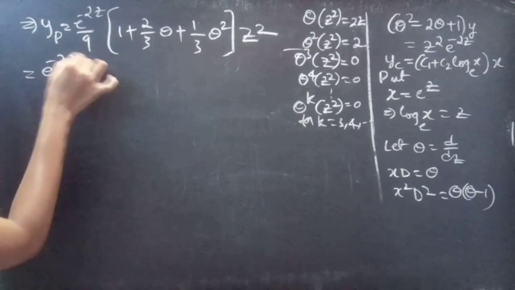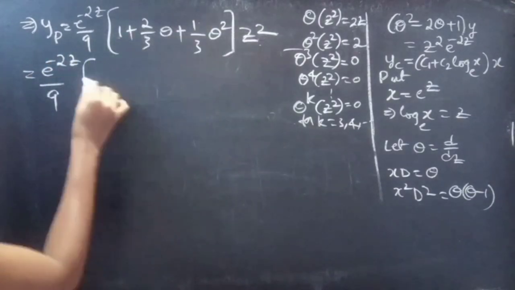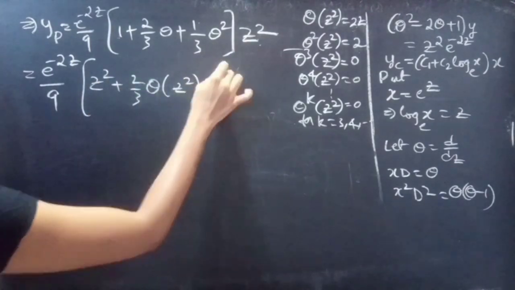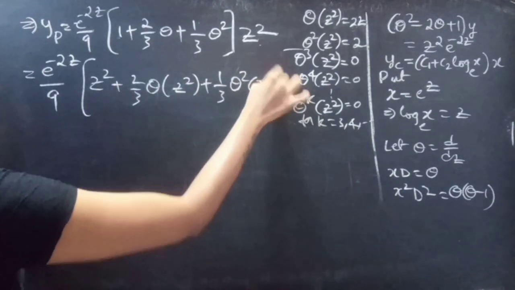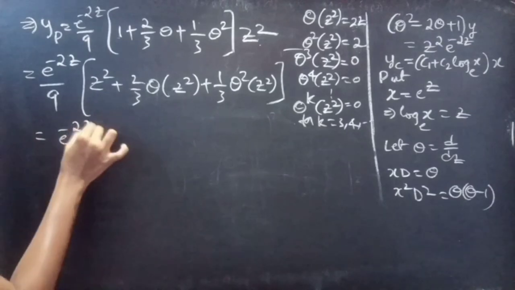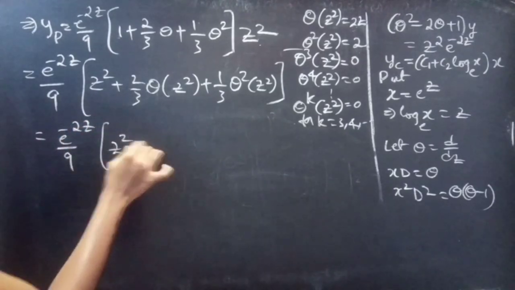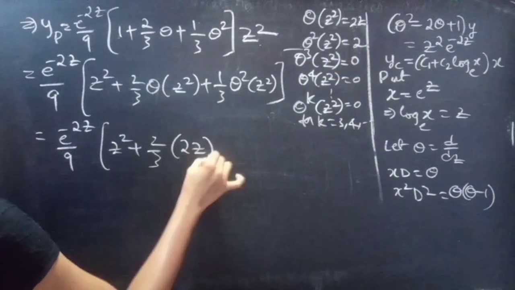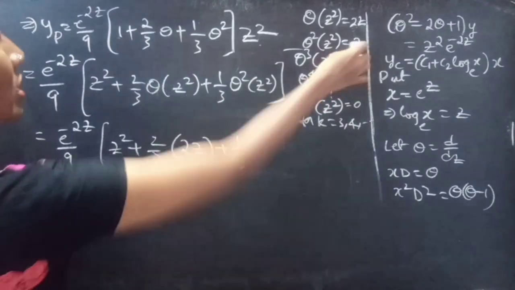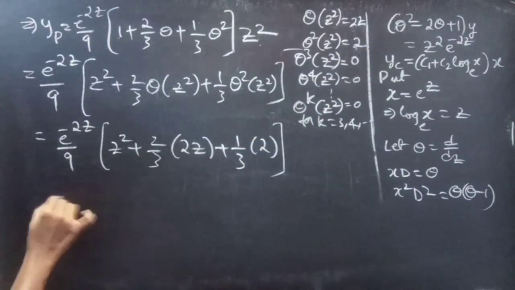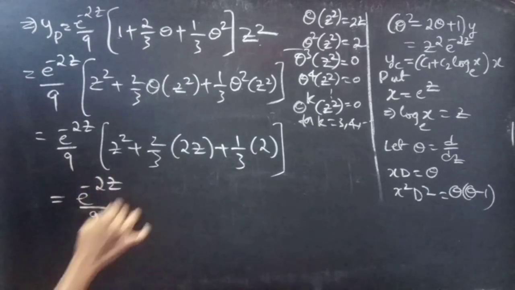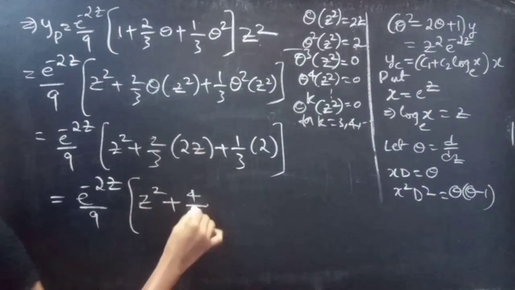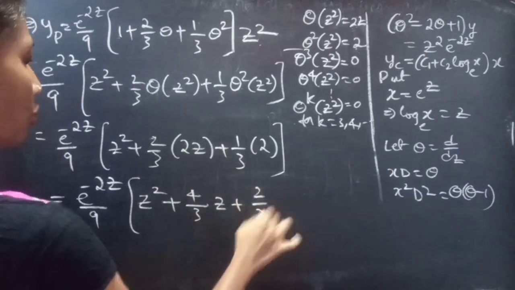Now we can write yp as 1 into z square plus 2 by 3 into theta of z square plus 1 by 3 into theta square of z square, equals e power minus 2z by 9 into z square plus 2 by 3 into theta of z square, which is 2z, plus 1 by 3 into theta square of z square, which is 2. This equals e power minus 2z by 9 into z square plus 4, 2 2s are 4, by 3 into z plus 2 by 3.